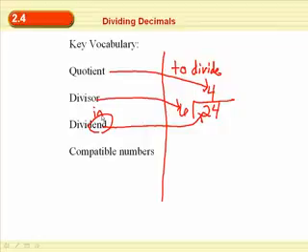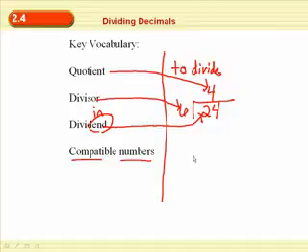Okay? And then compatible numbers. What happens with compatible numbers means usually when we're estimating with decimals, we want to round numbers to make our calculations easier, make the dividing easier. So for example, I'm looking in the book right under where it has compatible numbers highlighted on page 71.